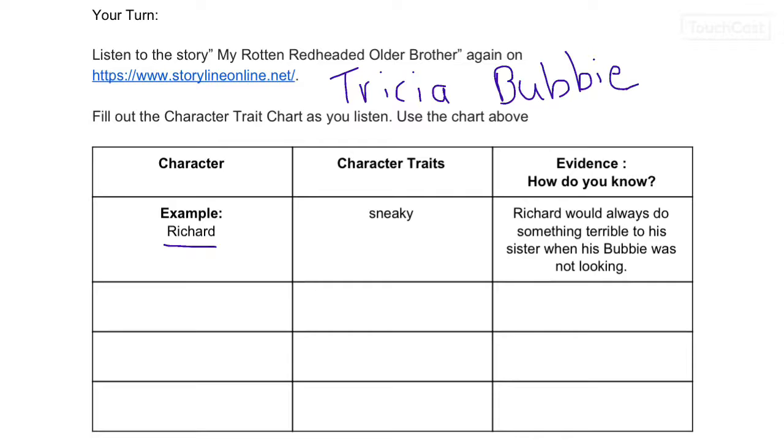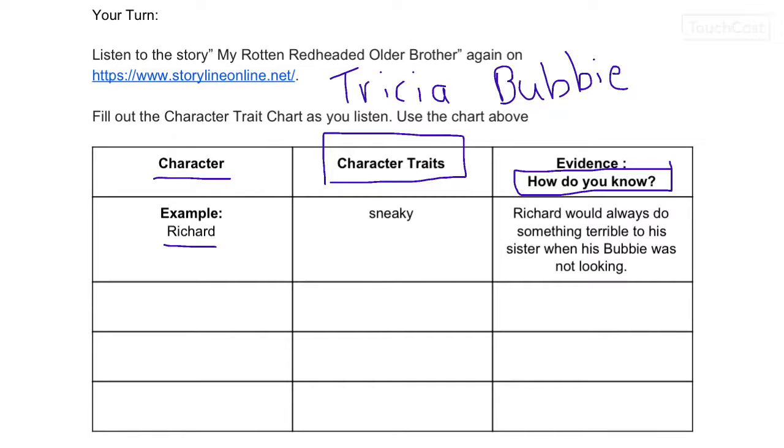Let me go over my example. First you need to pick a character trait, so you can go back to that chart if you're stuck, and then evidence: how do you know? What happened in the story? This is my example. Richard was sneaky because Richard would always do something terrible to his sister when Bubby was not looking. That's my evidence from the story.